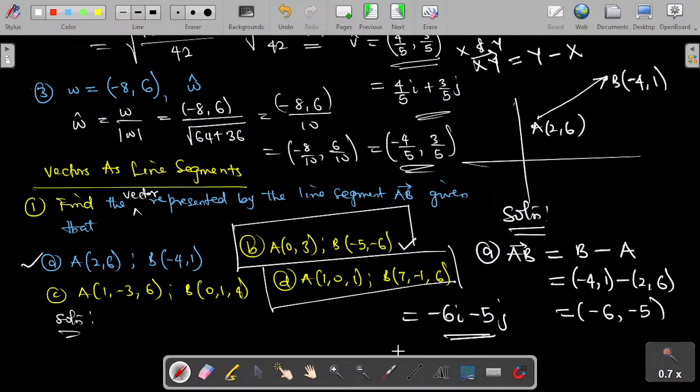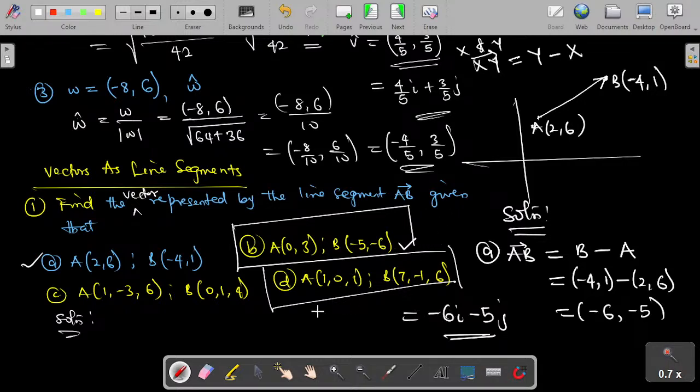Okay, so Precious also has for D. Okay, you didn't see it clearly. Which one? Chidera, Rita. I said that for B, A is 0, 3, while the point B is minus 5, minus 6. Okay, and then for D, A is 1, 0, 1, while B is 7, minus 1 and then 6.